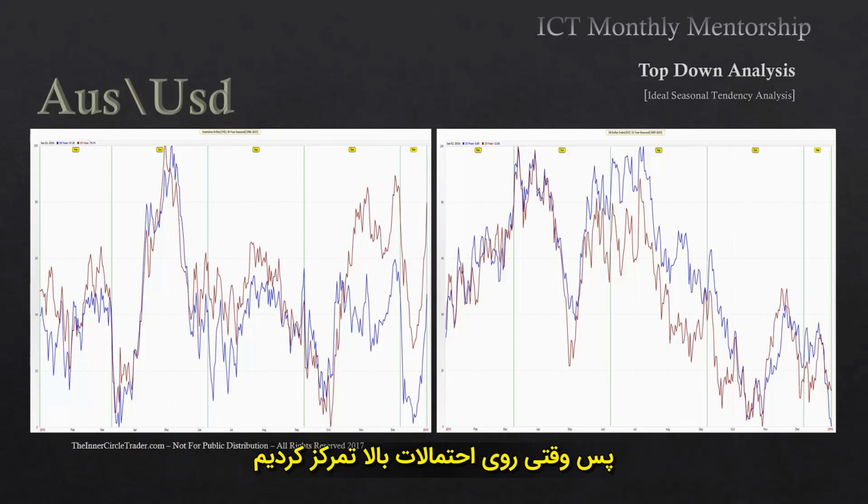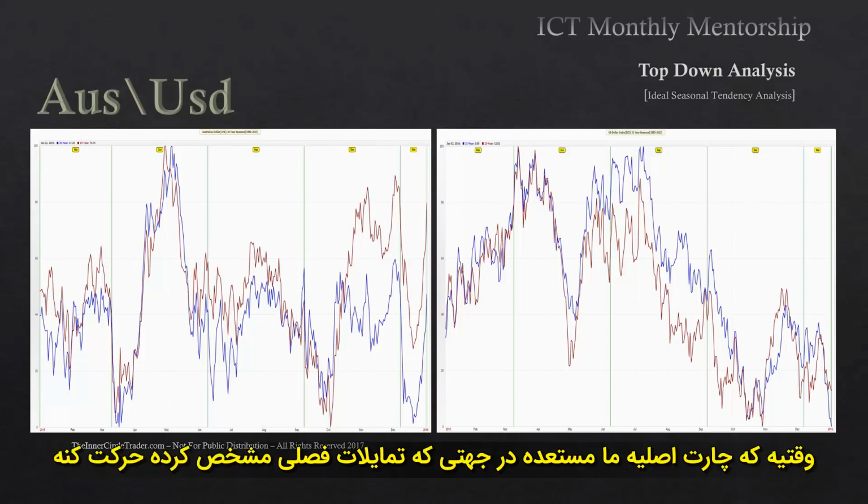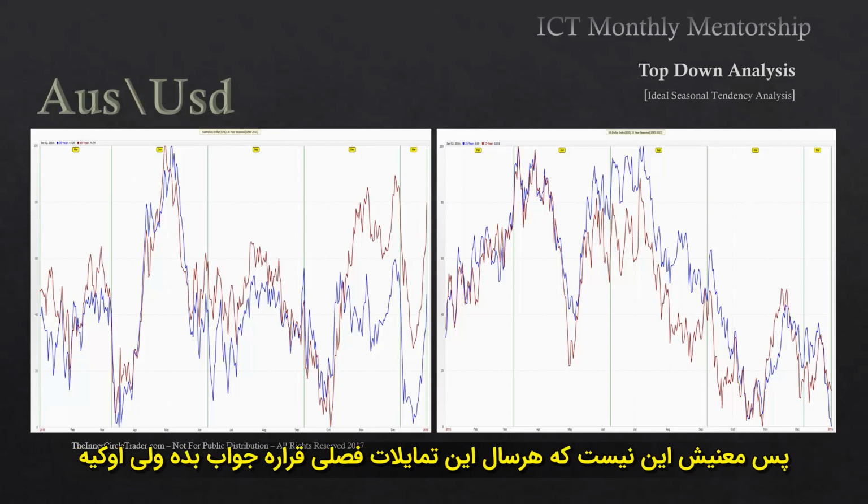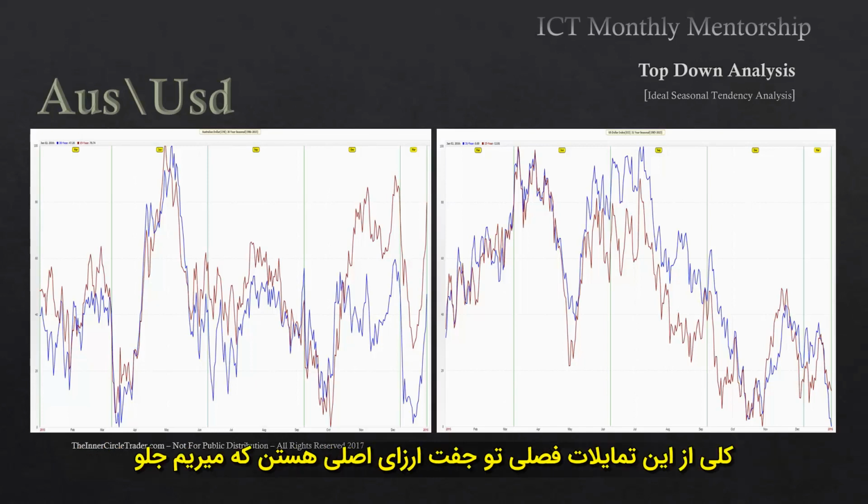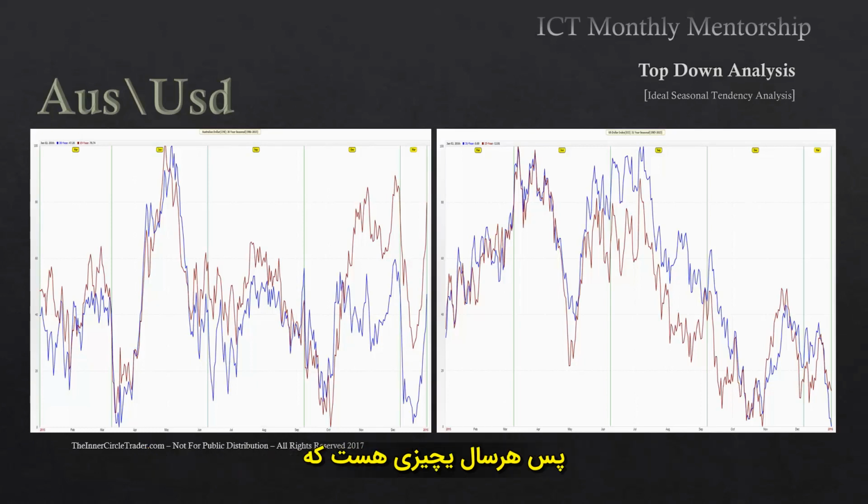So when we're focusing on high probability, or in my definition an ideal seasonal tendency, it is when the underlying market is predisposed to go in the direction that the seasonal tendency is outlining. It doesn't mean that every single year the seasonal tendency will come to fruition, but that's okay. It's a general rule of thumb. There are plenty of these seasonal tendencies as we go through the major pairs, so there's something every year that would set up a potential long-term trade.